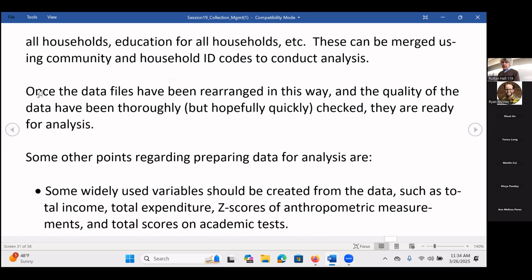Yeah. So just some other points here. There are some variables that you create, like total income or total expenditure, or if you collect height and weight data, as anthropometric data, you can calculate z-scores, height for age or weight for height and things like that. And then you can make that available to the researchers and say, this is our official version. And sometimes there's a wealth variable that people create using principal components or something like that. Okay. Let's see.